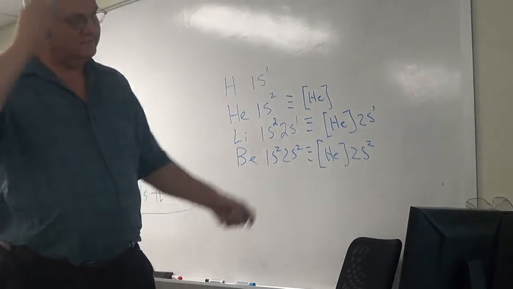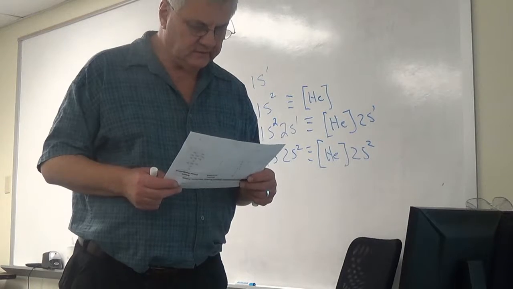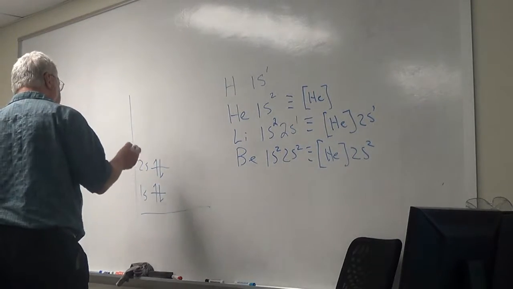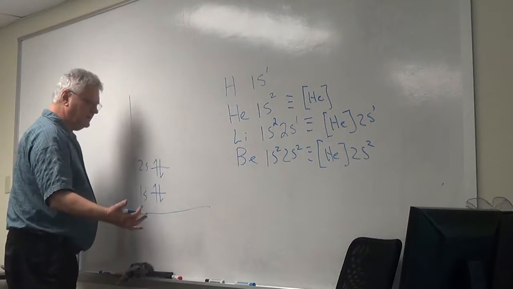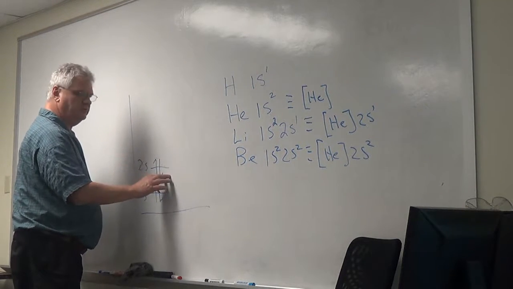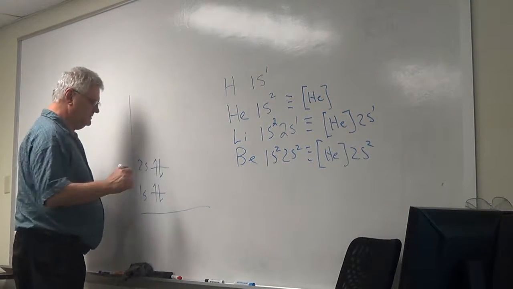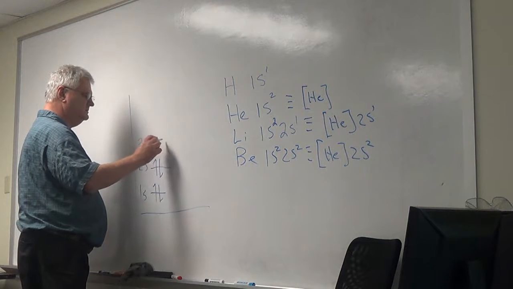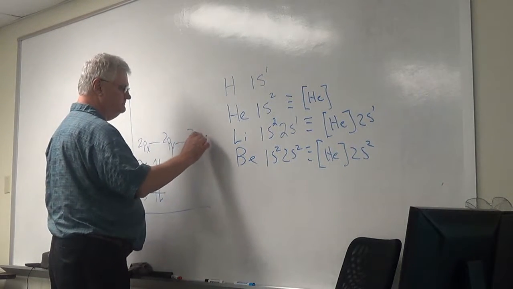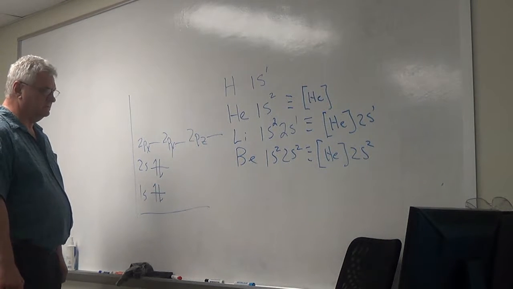Now we've filled the 2s orbital, so now we've got to go into those 2p orbitals when we get to boron. For multi-electron atoms, the 2p orbitals are at a slightly higher energy than the 2s. But that wasn't true for hydrogen, but for all the other elements it is. And so we have 2px, 2py, and 2pz. And they all have the same energy, so it doesn't matter which one we put the electron in.